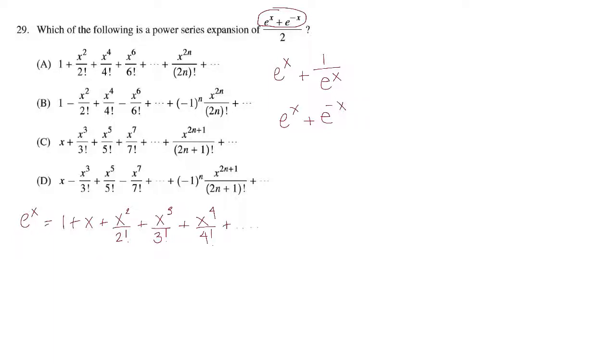Well, what would e to the negative x look like? Well, e to the negative x would be 1 minus x. Well, x squared, that would still be positive over 2 factorial, but this one would be negative x cubed over 3 factorial. And again, back positive, so that's going to be x to the 4th over 4 factorial, and so on. Now, we're adding these. It wanted us to add these, so I just drew a line and added them.